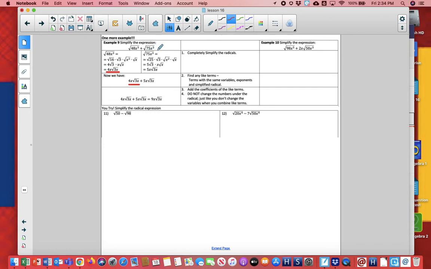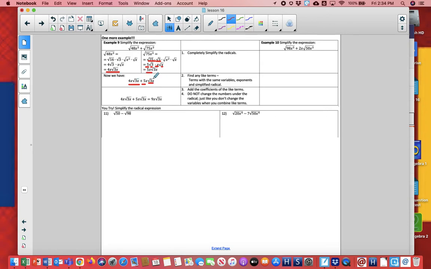Now I'm going to simplify the 75x to the third. So I break down the 75 with 25 times 3. Okay, now when I do that, the square root of 25 is 5, so that goes to the outside, the 3 stays inside. And again, how many times does 2 go into 3? Well, it goes in once with one remainder. So I get 5x on the outside with the radical of 3x on the inside.